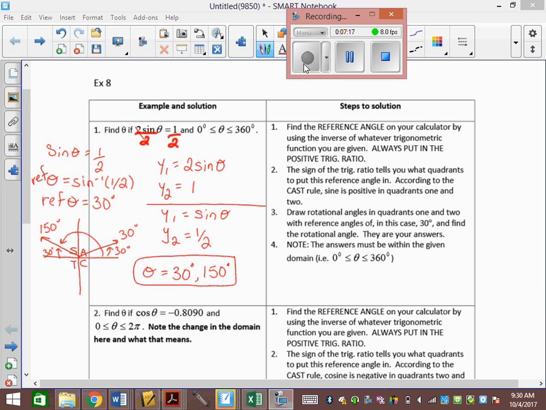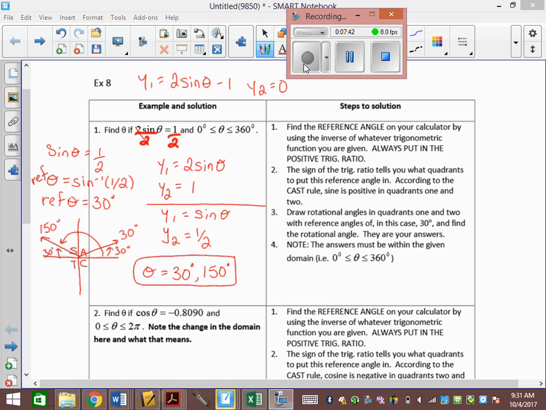We could have actually done it a different way too. We could have moved the entire thing over. We could have made y1 be 2 sine theta minus 1 and y2 be 0 and found an answer that way too. You can rearrange the equation all you want. Just whatever's on the left side goes in y1, whatever's on the right side goes in y2. Make sense? So you get 30 and 150. Does that make sense? Okay.